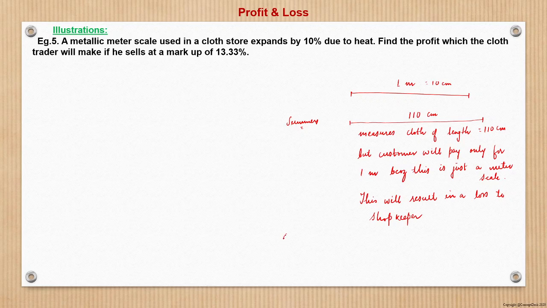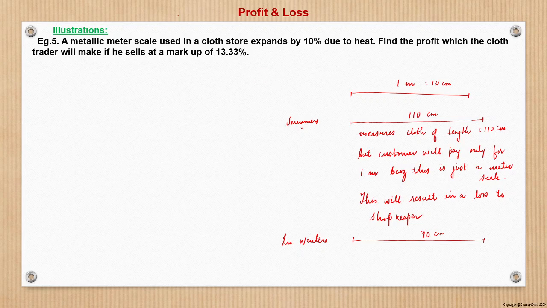Now in winters, because of the cold, the meter scale contracts. Say suppose this becomes 90 centimeter. The original length was 1 meter, however, because of the 10% contraction, it becomes 90 centimeter. So what happens? Now in this case, the meter scale would actually measure a cloth of length 90 centimeter. However, the customer would be paying for 1 meter because customer knows this is a meter scale, so this would have actually measured 1 meter. So in this case, the shopkeeper would be making a profit. So this is a basic theory behind this meter scale.